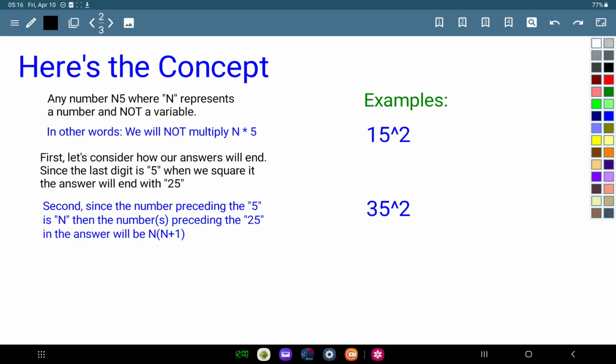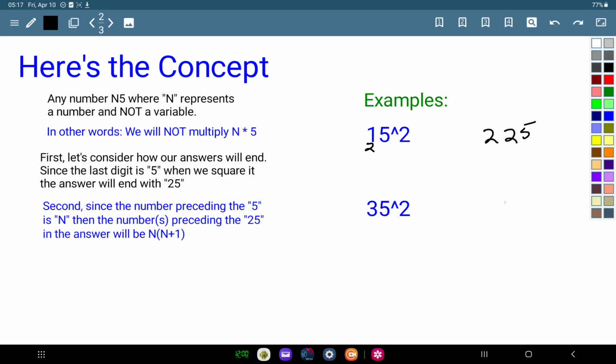So to show you how this is going to work. When I've got 15 squared, I know my answer is going to end with a 25. And I'm going to take this 1 and multiply it by the next whole number on the number line, which is 2. 1 times 2 is 2. So 15 squared is 225.